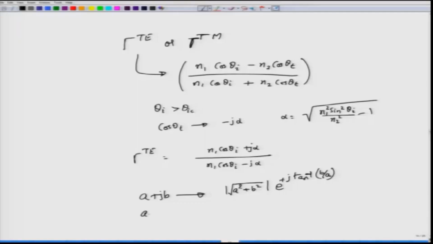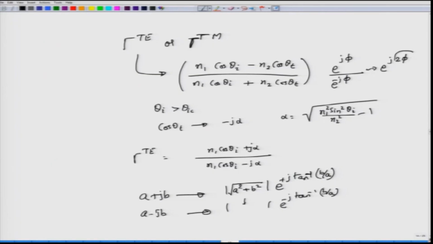So, I can write A minus jB as the same magnitude, but with a phase which is minus j tan inverse of B by A, right. Now, I go back and write the numerator and denominator in this fashion, and because the magnitude is the same, that would cancel out, and what I have is e power j phi divided by e power minus j phi. Together this becomes e power j 2 phi.